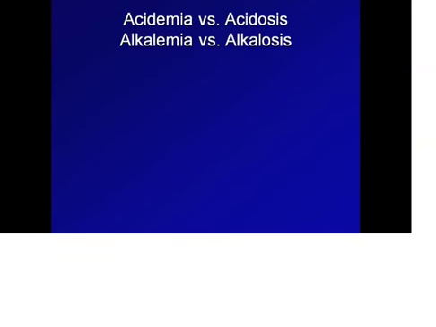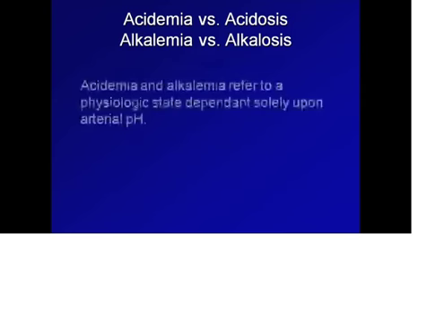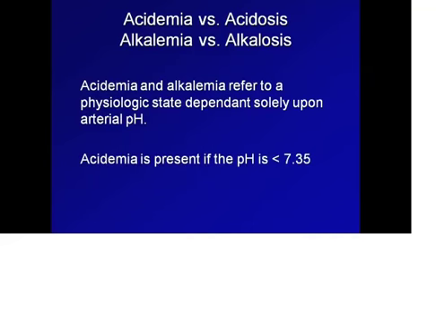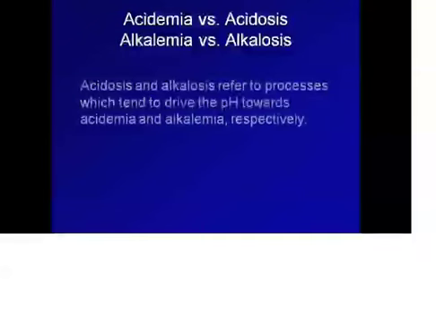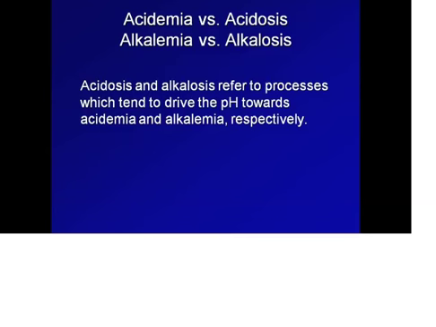I'll start with the frequently misused terms acidemia and acidosis and alkalemia and alkalosis. The words acidemia and alkalemia refer to a physiologic state dependent solely upon arterial pH. Acidemia is present if the pH is less than 7.35, while alkalemia is present if the pH is greater than 7.45. Acidosis and alkalosis, on the other hand, refer to the individual processes which tend to drive the pH towards acidemia and alkalemia respectively.